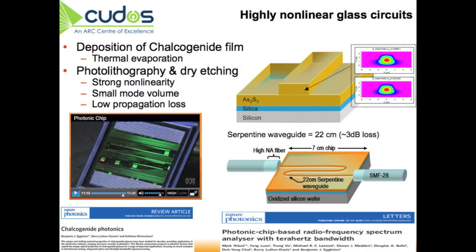We have strong nonlinearity, the mode volume where the light is confined to these very, very small mode areas. And we build these circuits. And you can see fibre going in, fibre going out. You can see that these are all very compact and all of the action is happening on the chip.